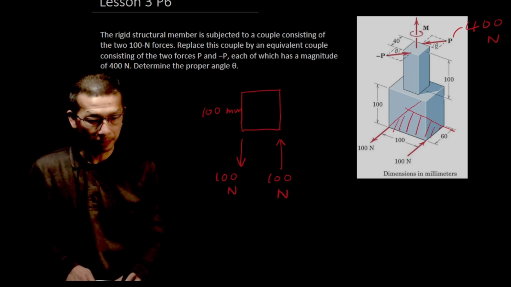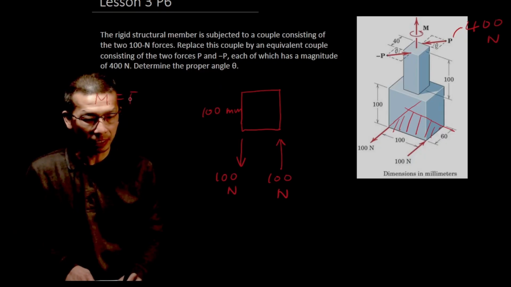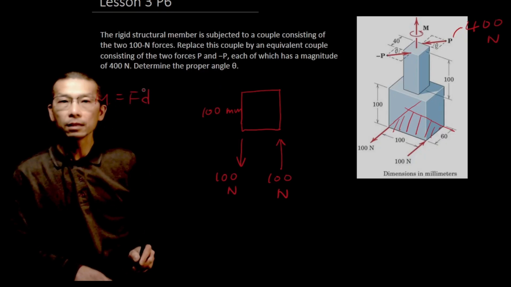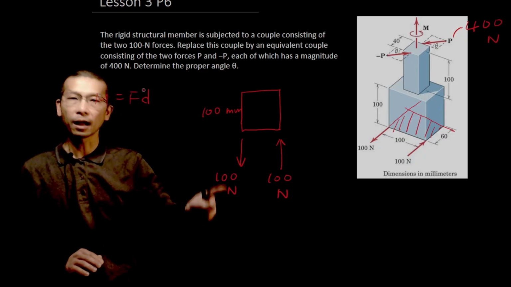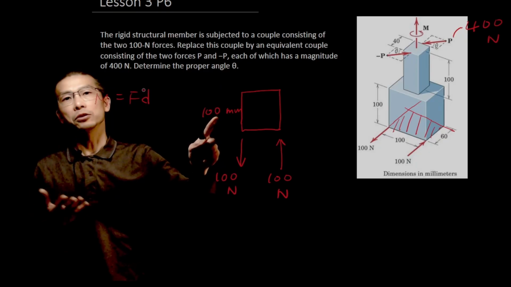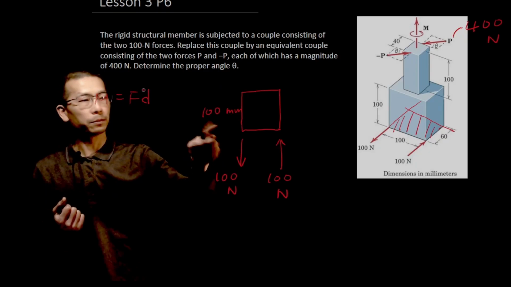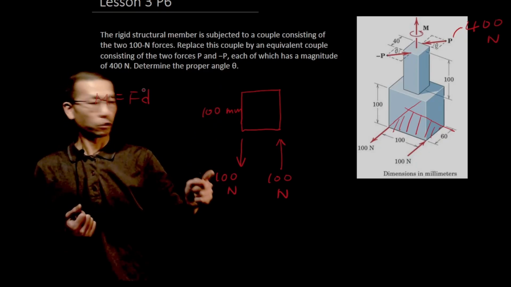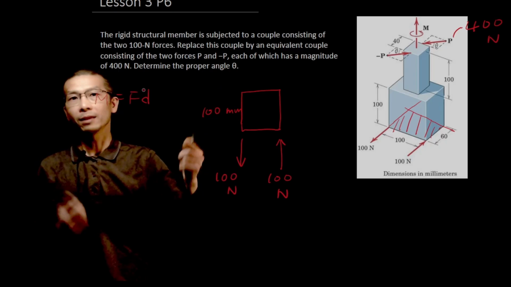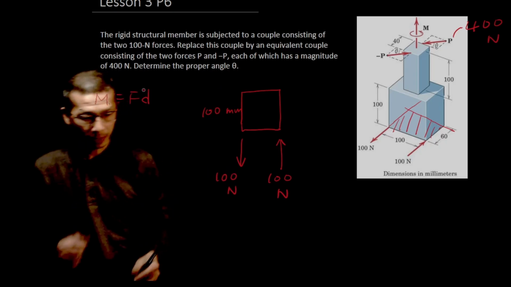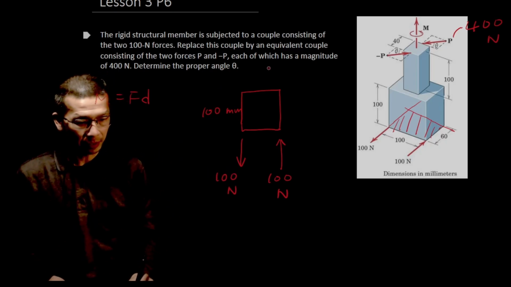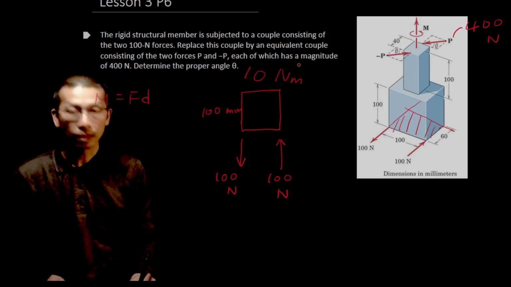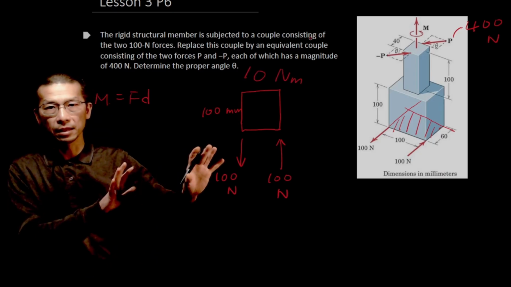And M equal to FD, right? So in this case, you can easily calculate 100 times, let's use meters, 0.1, divide by 1,000 is 0.1. So 100 times 0.1, 10 Newton meters. We can say this one here is 10 Newton meters. But I'm going to keep it there for now.